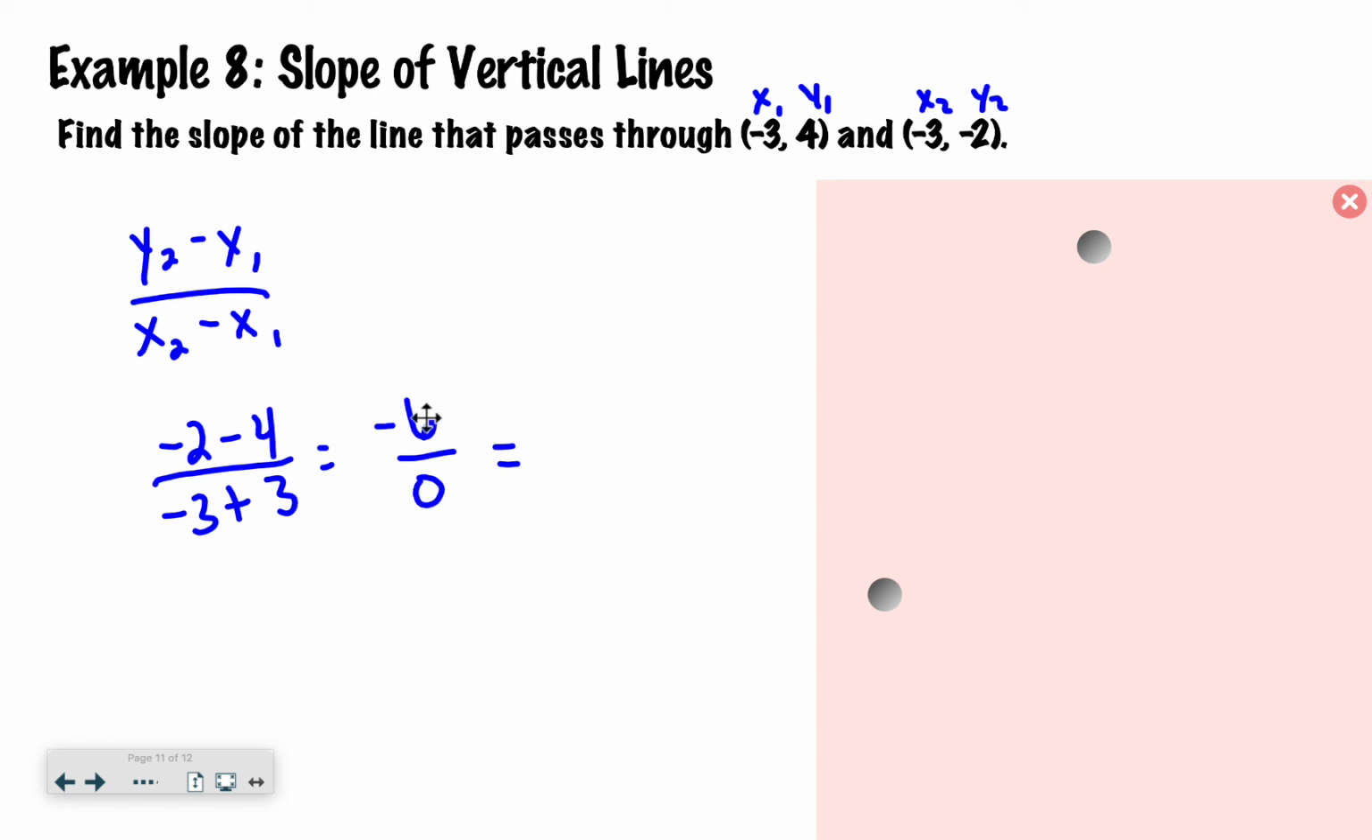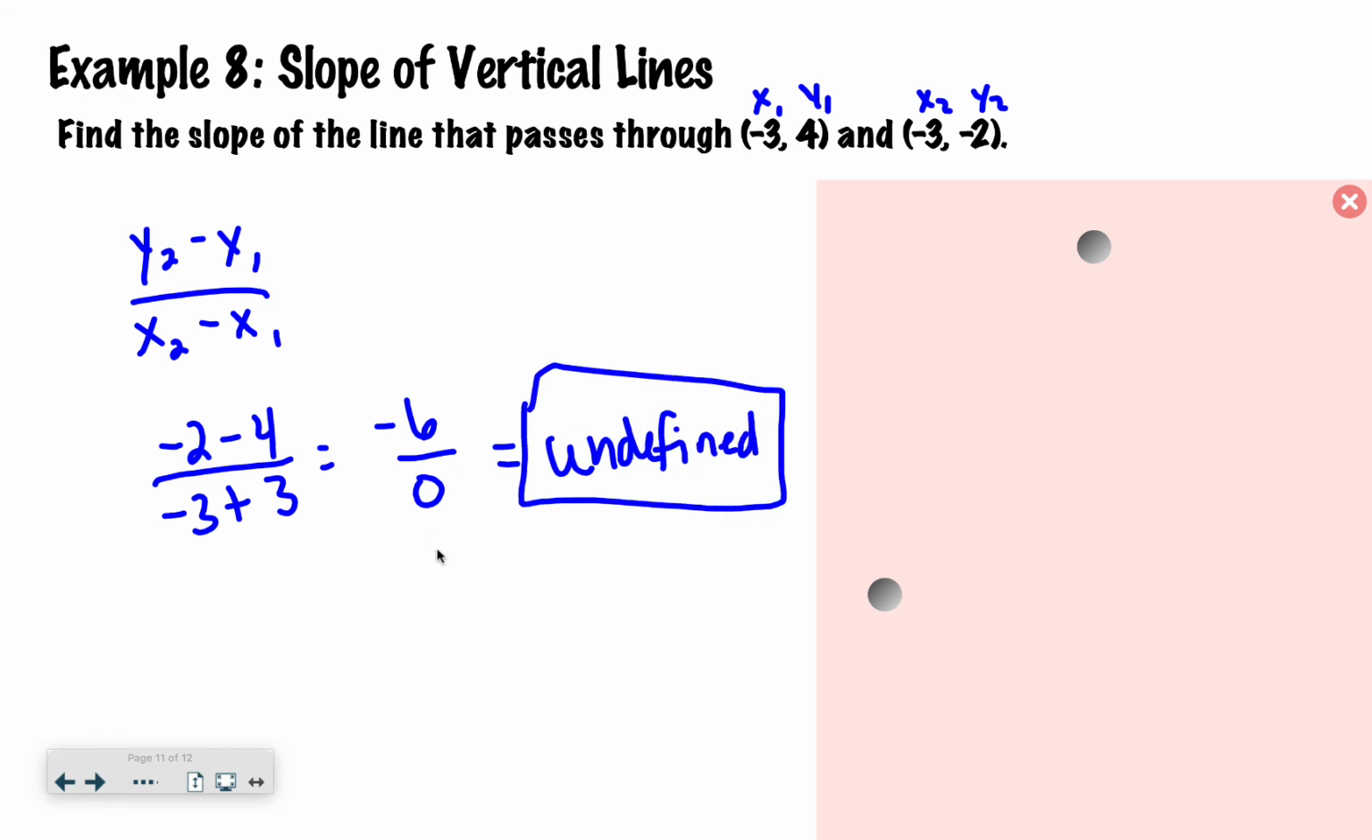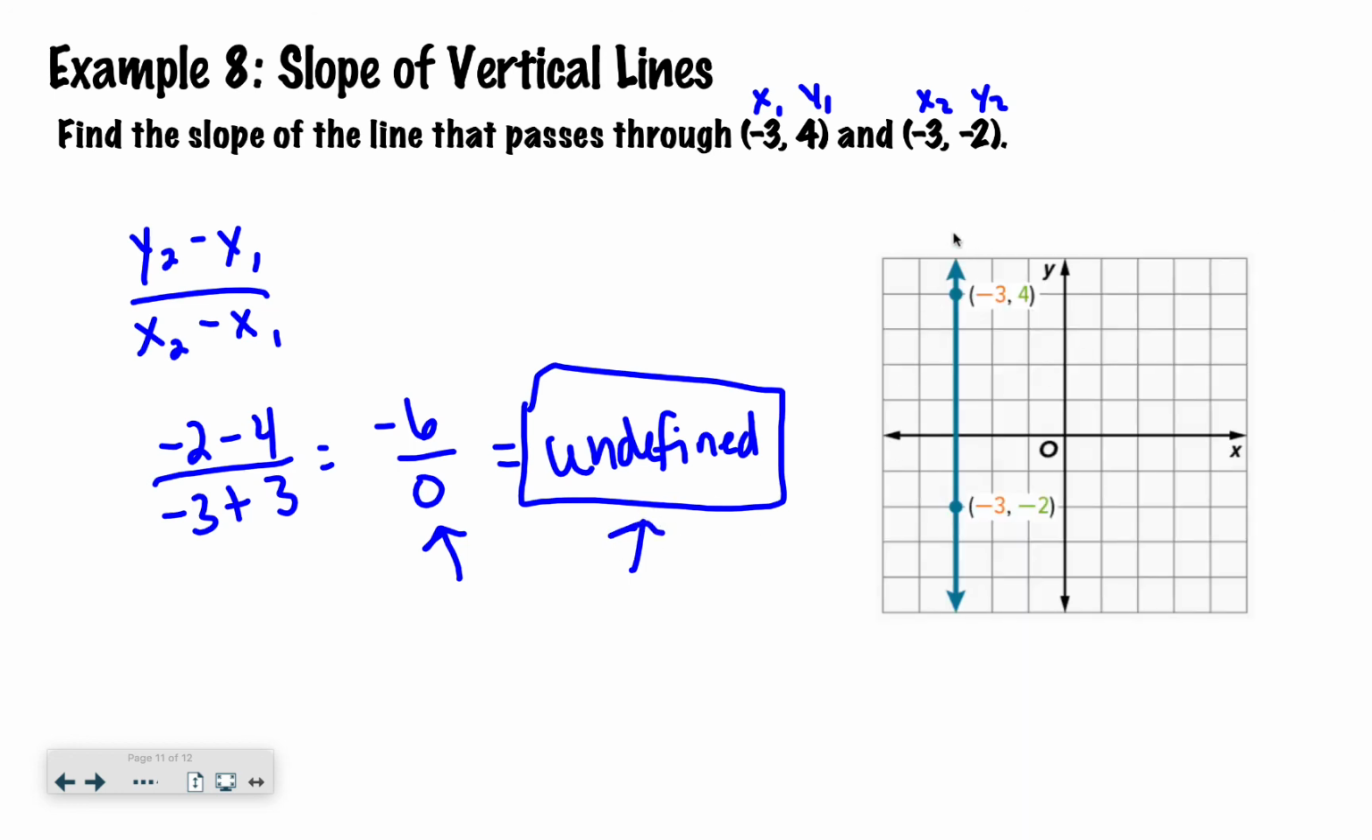And if you plug this into your calculator, you're going to get a domain error, or it will say cannot divide by 0. And whenever you get that error on your calculator, your slope, you need to write undefined, okay? If you leave your answer like this, you're only going to get partial credit from me. You must tell me that when you divide by 0, that means it's undefined slope. And that's when it looks like this, when it's straight up and down like that, okay?